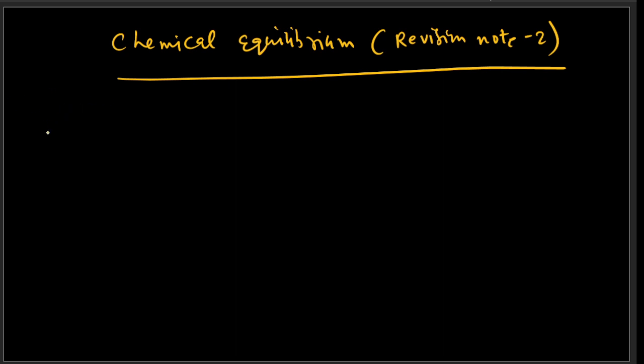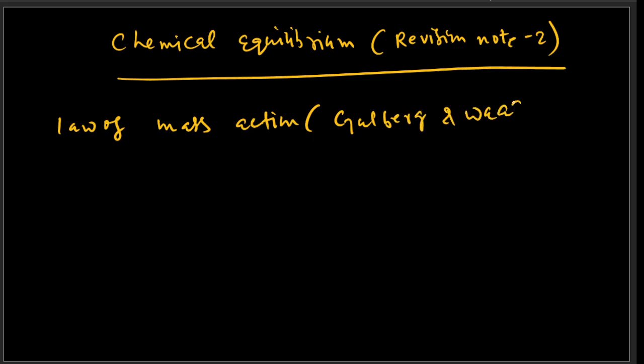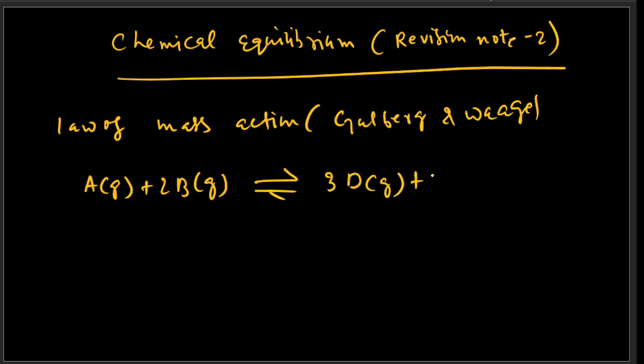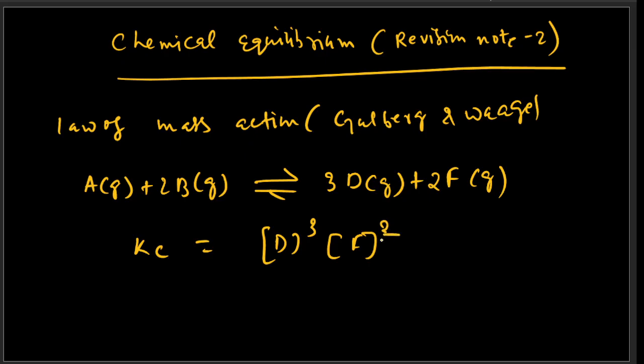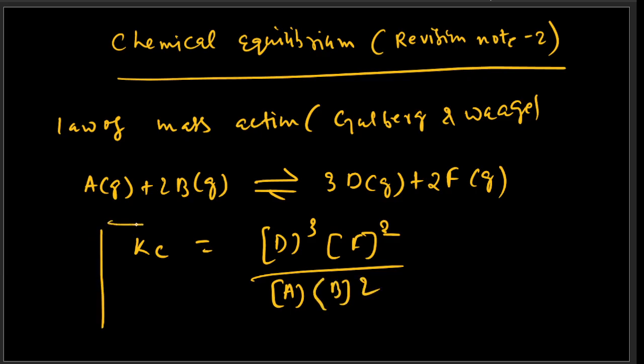So what is that? In the previous class we studied the law of mass action, given by Goldberg and Waage. They say that if, suppose, A gas and 2B gas are going to convert to 3D gas and 2F gas, then according to the law of mass action, Kc will be the product concentrations divided by the reactant concentrations, and the coefficients will become the powers. So the concentration of product D to the power 3, F to the power 2, and the reactant concentrations A and B to their powers. This is given by the law of mass action.